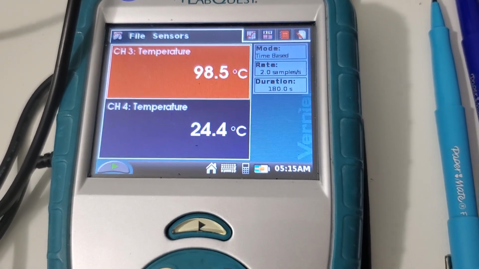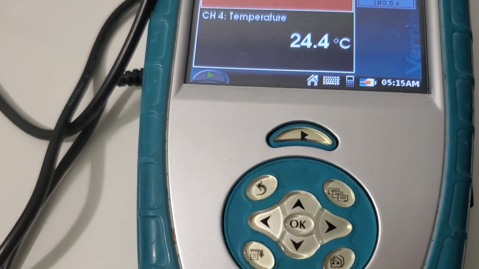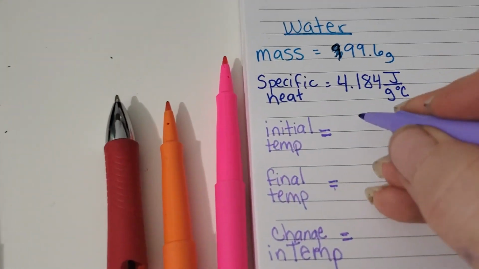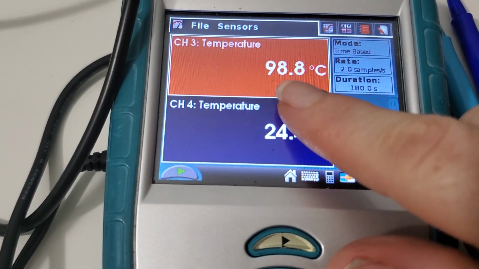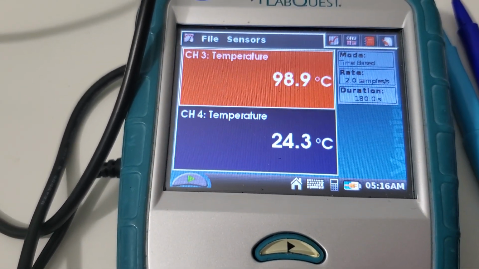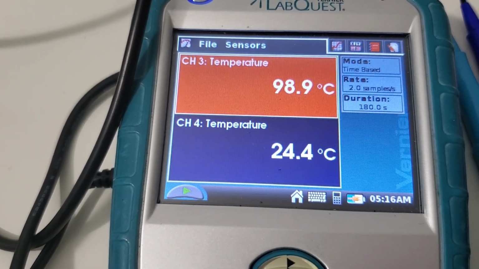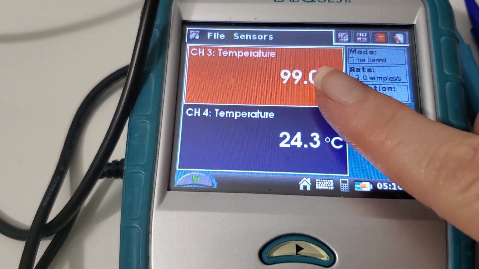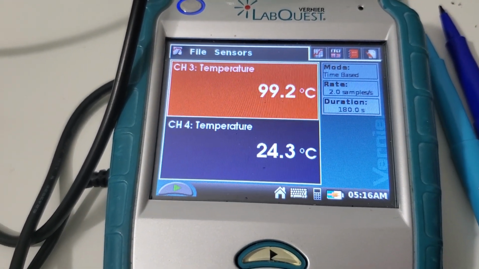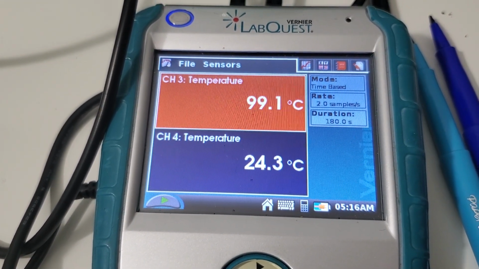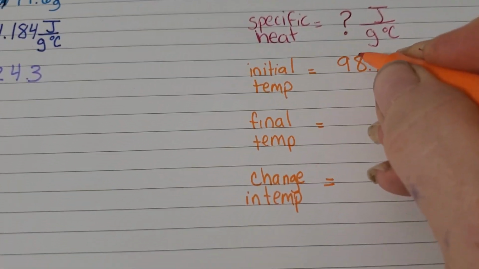All right, and my initial temperature for the water, let's go ahead and fill that in as 24.3. And actually, let's change this temperature. I had briefly taken that out, so now that it's heated up, this is where it was before, right at 99. So that's probably a lot closer. Let's say 99.1. So 99.1. So change that.